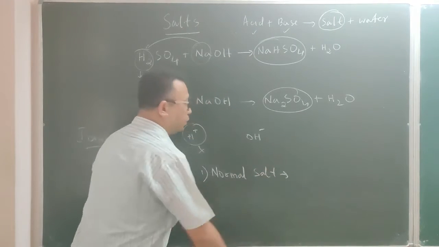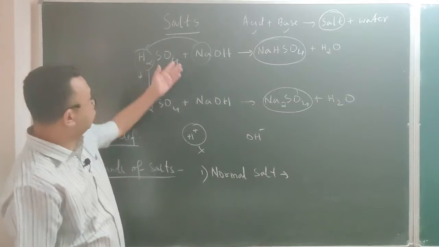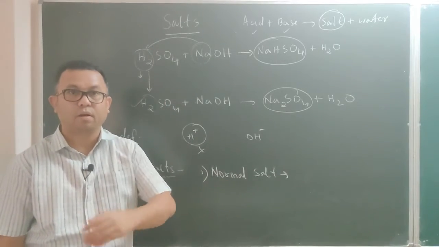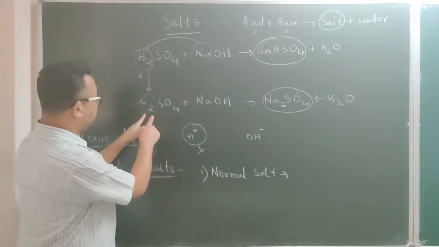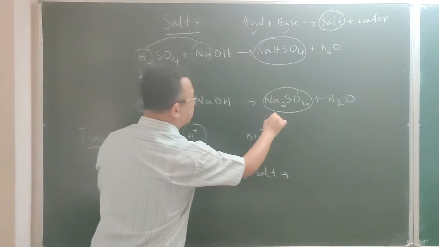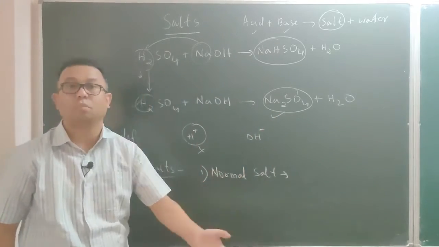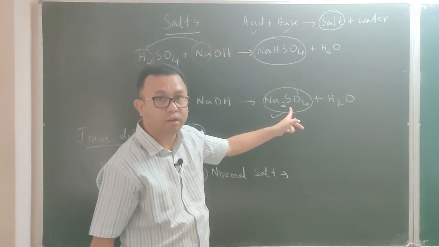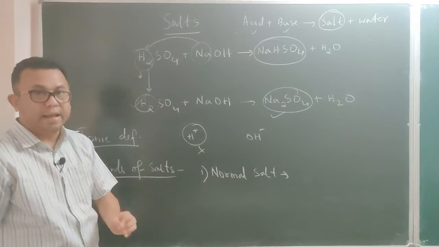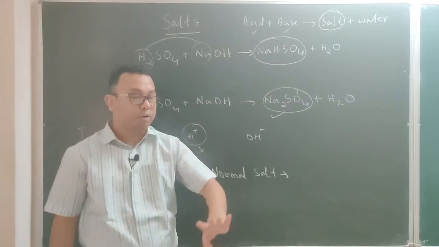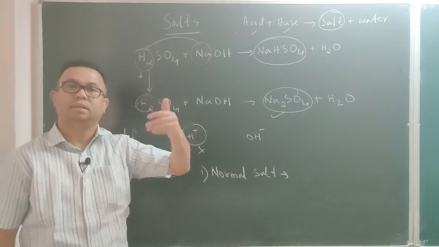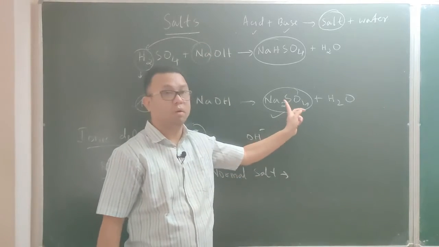Now let me tell you the first kind, normal salt. I think it will be easy for you to understand what a normal salt is if you have understood this. Normal salts are those salts which are formed by complete replacement of hydrogen. See here, there was a complete replacement of hydrogen. That means the salt which is formed is what is called normal salt. There is no trace of hydrogen. So from any acid, whatever number of hydrogens are there, if all of them are totally replaced, then the salt formed is called normal salt.